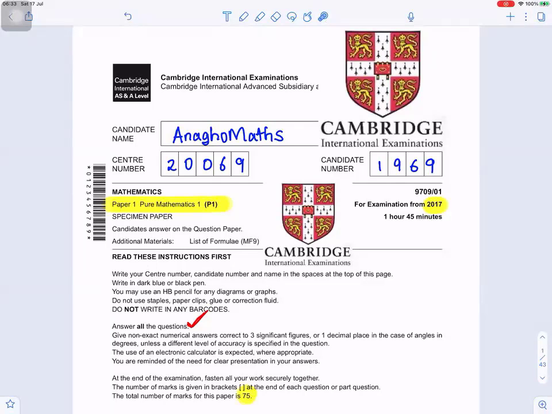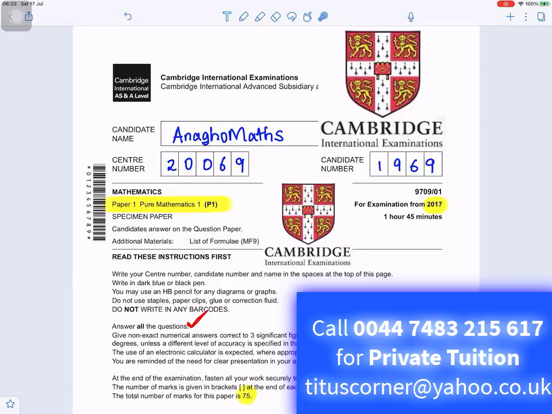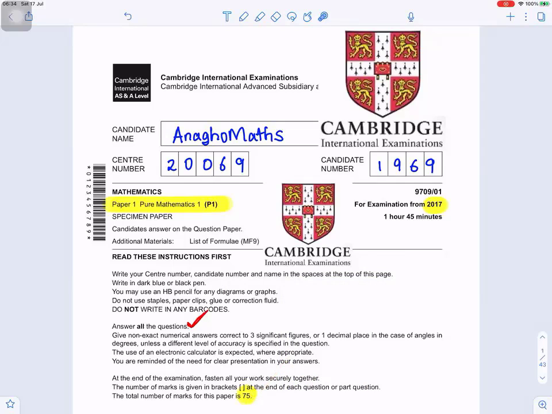Cambridge International AS and A-Level Mathematics. Paper 1, Pure Mathematics 1, 2017. Answer all the questions. The total number of marks for this paper is 75.